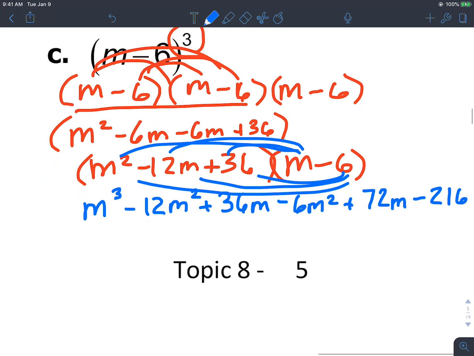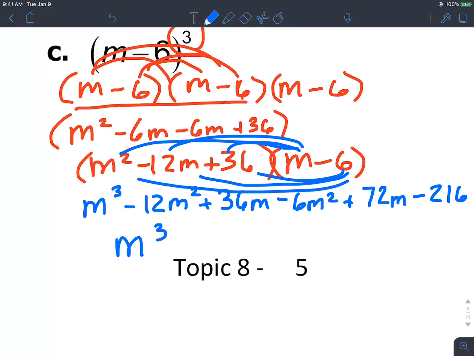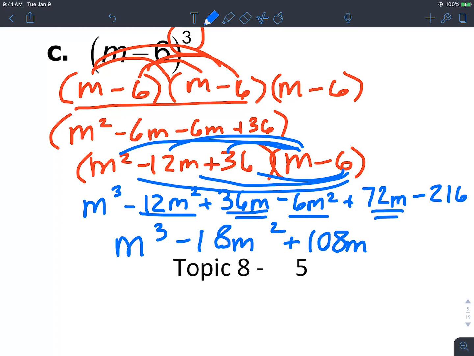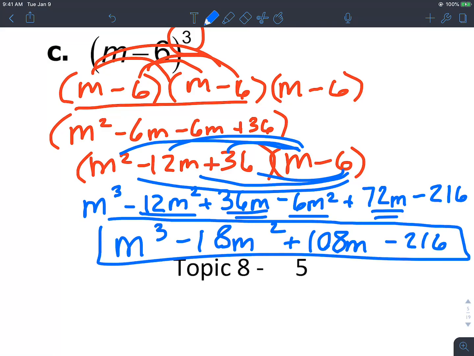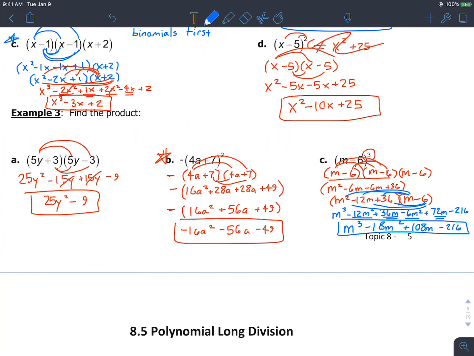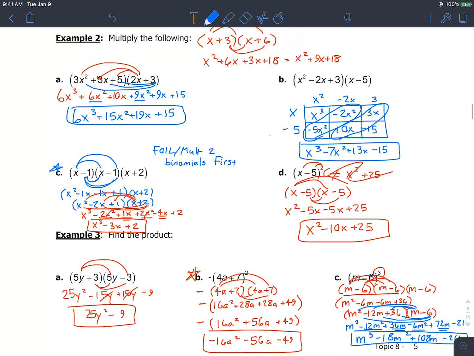And then after that, combine all your like terms. That's n cubed. Your n squared, it looks like you've got negative 18n squared, if I did that correctly. You've got the 36n and the 72n, so that'll be 108n. And then minus 216. And then there you go, and that is it right there. That's how you cube a binomial. So that's all of those in a nutshell.